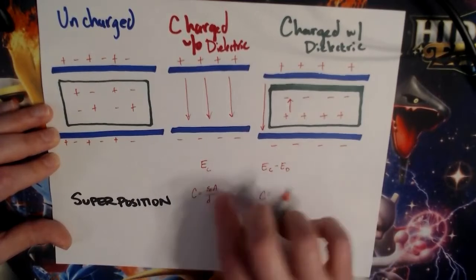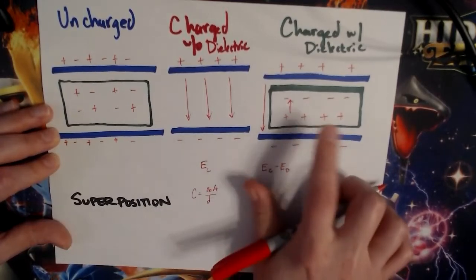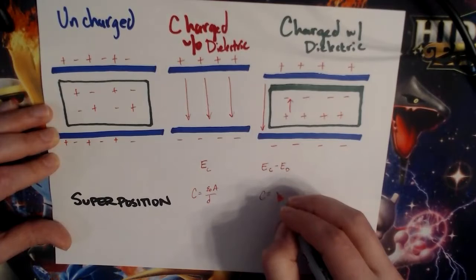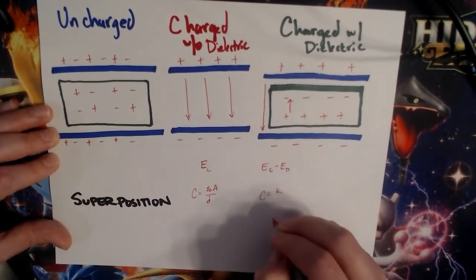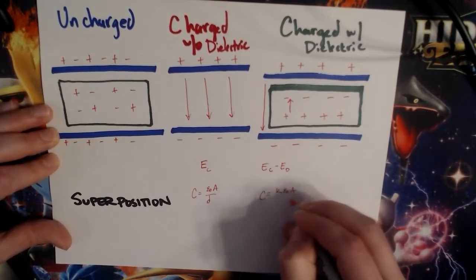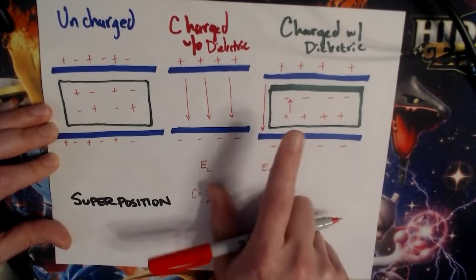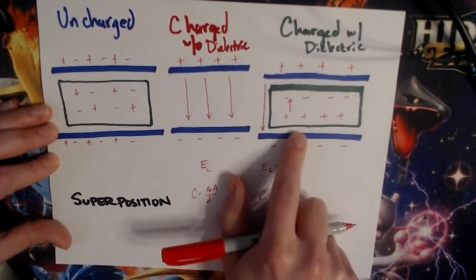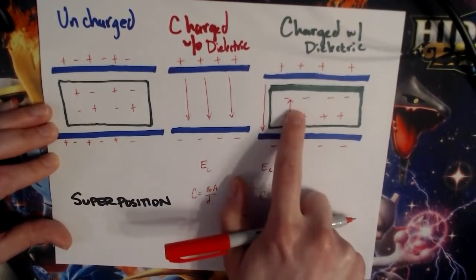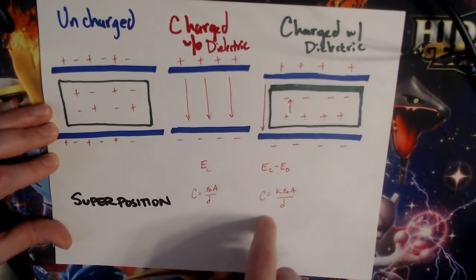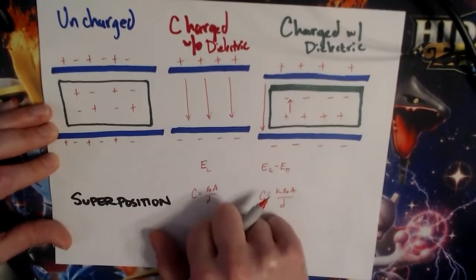And this one would have a multiplied amount of that, depending on how well the material works as a dielectric. Its dielectric constant times epsilon naught A over D. So it affects the ability to store charge. By inserting a dielectric, you reduce the net electric field in between the plates, so your capacitance is now larger, meaning you can store more charge.